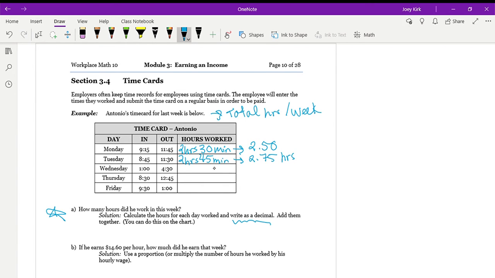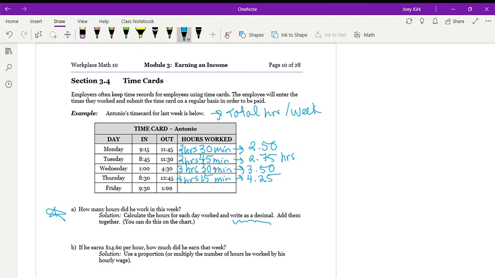Wednesday, he worked from 1 to 4:30. So we start with 1 in our head. 2 is the first hour. To 3 is the second hour. To 4 is the third hour. So we were 3 hours and 30 minutes. Okay, as a decimal, 3.5. And then Thursday, 8:30 to 12:45. So 8:30 to 9:30 is 1 hour, 10:30, 2 hours, 11:30, 3 hours, 12:30 is 4 hours. And then 12:30 to 12:45 is going to be 15 minutes. Okay, so that as a decimal is 4.25.